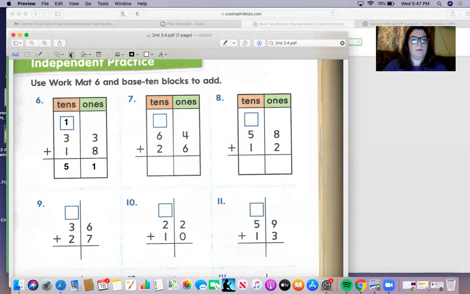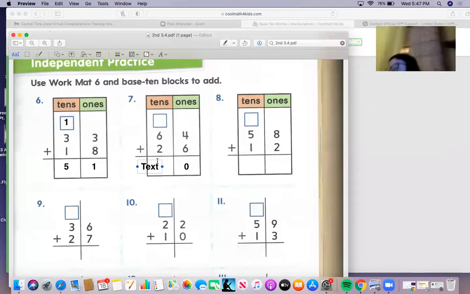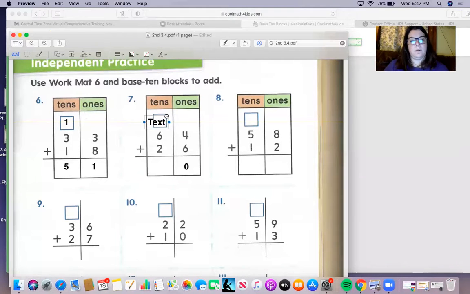Okay, next one. I have 4 plus 6. I know that 4 and 6 make 10, but I can only have one digit in the units place. 10 is 0 units and 1 ten. And 1 ten. 1 plus 6 is 7. 7 plus 2 is 9.